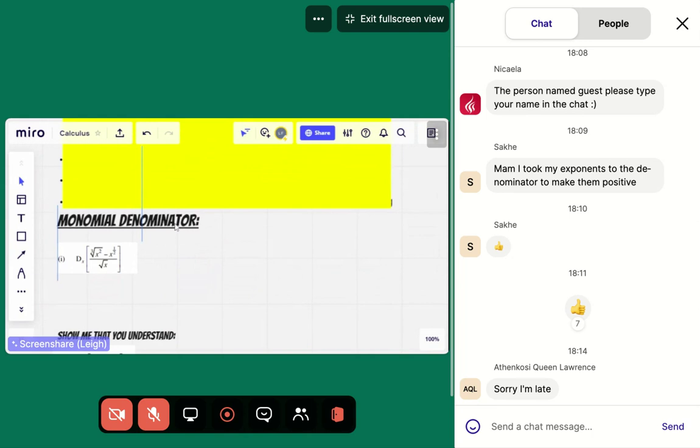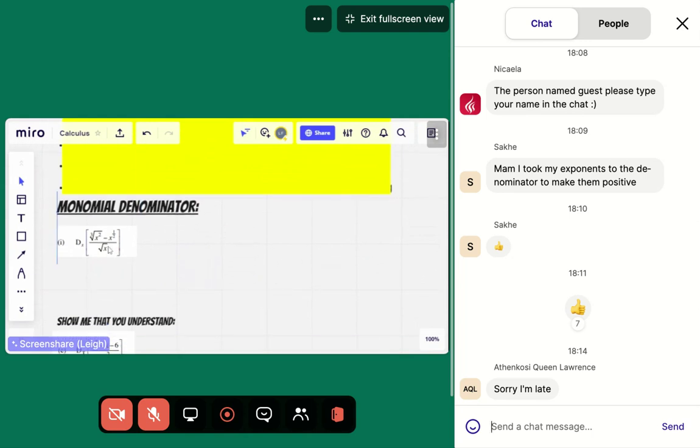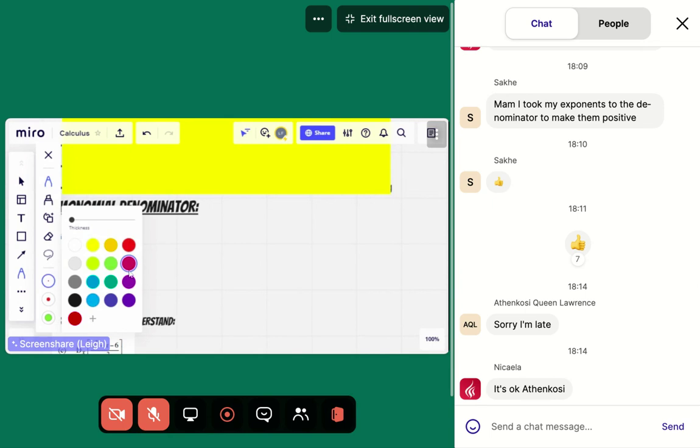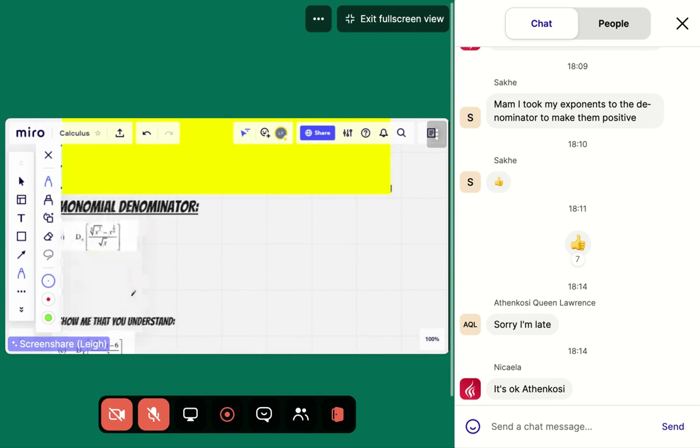Let's jump into the first situation: what happens when you are given a monomial denominator? In other words, there's just one term in the denominator. With questions like this, we need to split the question up. This is probably something you learned all the way back in grade 8. We're going to split the numerator over the denominator, and at the same time I can remove my radicals as well. So I'm going to write the cube root of x squared.